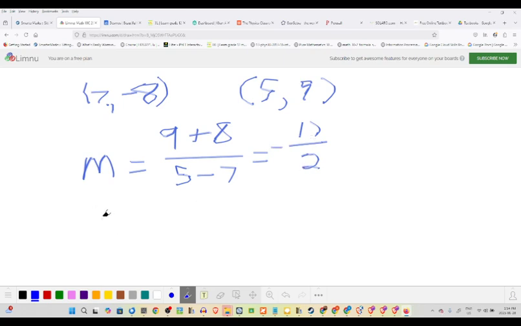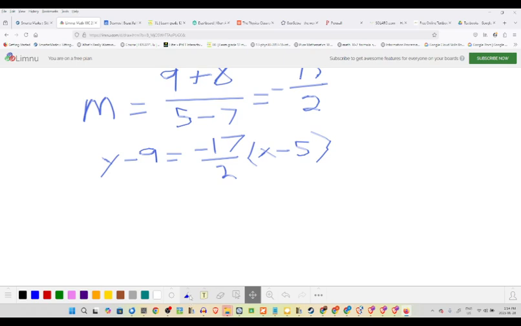From here, we can write our equation in slope point form. -17 over 2. And I picked y is 9. Sorry, the internet seems to be slow today. I'm not sure why. And x minus 5.